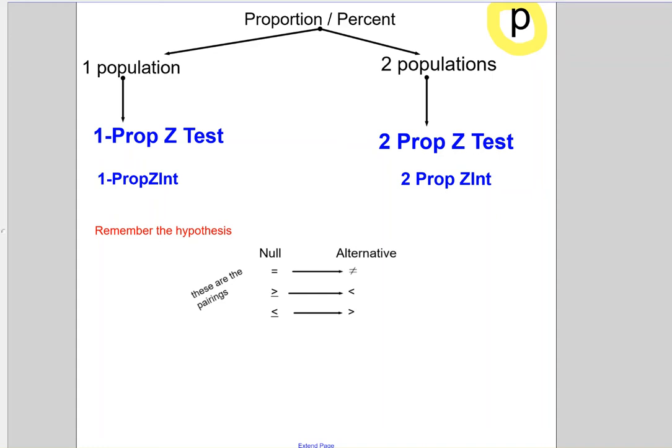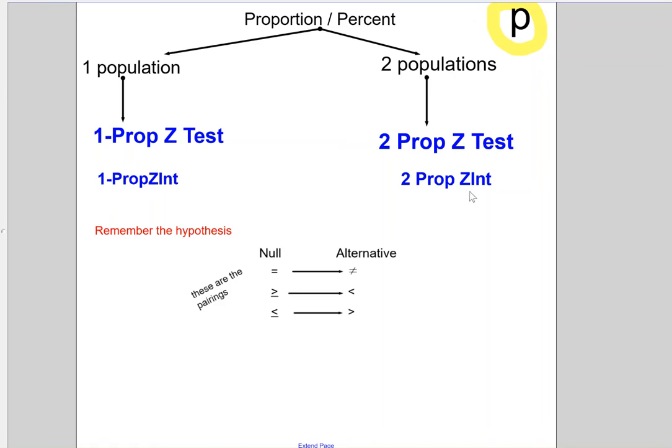We did this a lot with our intervals. If we're given a population with a proportion or percent in it, that means we're going to run a z-test instead of a t-test. So just like yesterday, there's two types of tests. If you're given one population, you run a one-prop z-test. If you have two populations, you run a two-prop z-test. Same thing that we did yesterday.